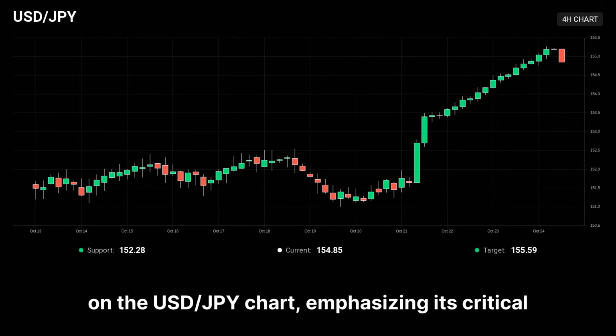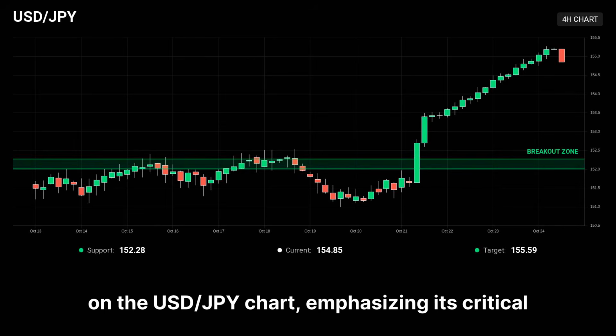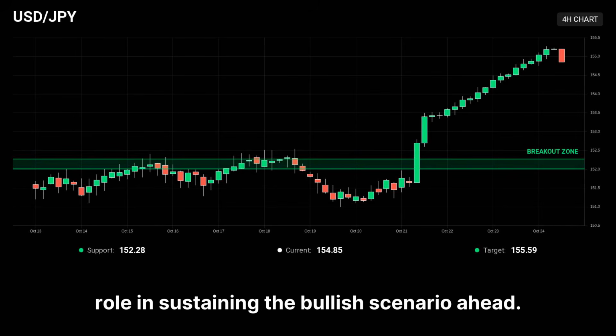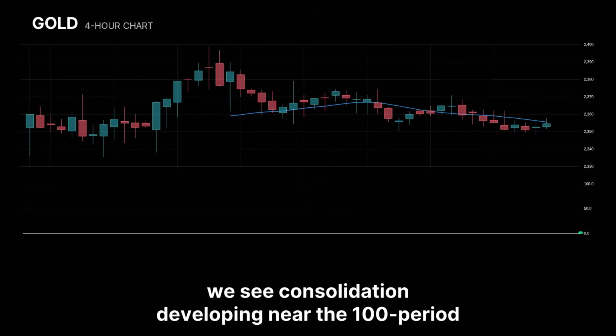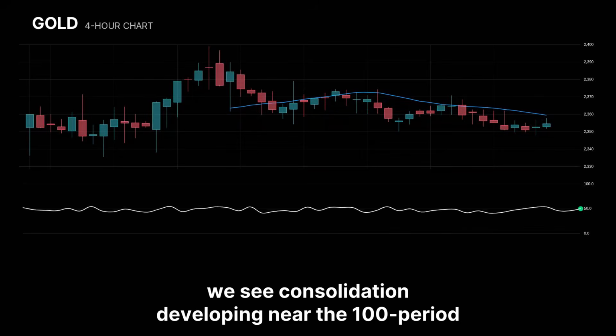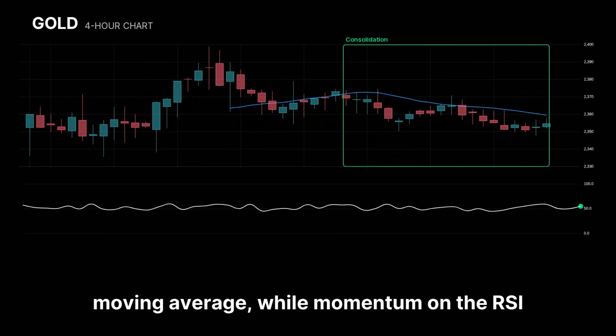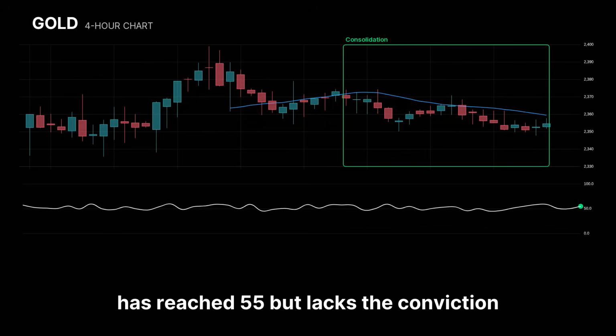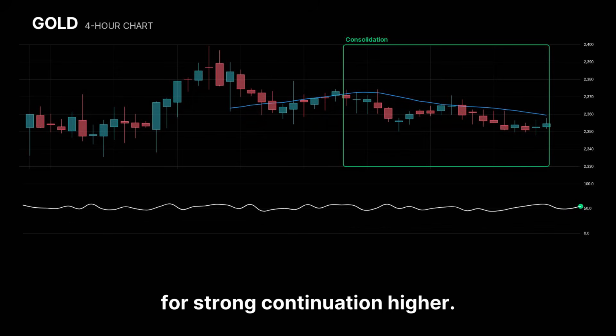Let us highlight the breakout zone clearly on the USD JPY chart, emphasizing its critical role in sustaining the bullish scenario ahead. Turning to gold on the 4-hour chart, we see consolidation developing near the 100-period moving average. While momentum on the RSI has reached 55, it lacks the conviction for strong continuation higher.